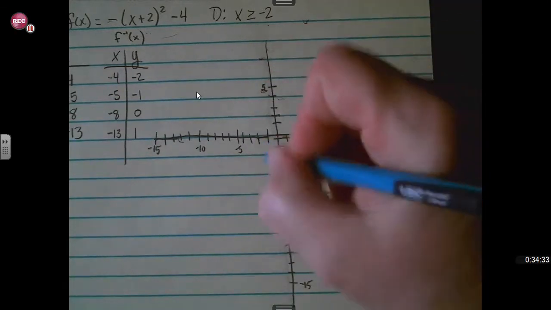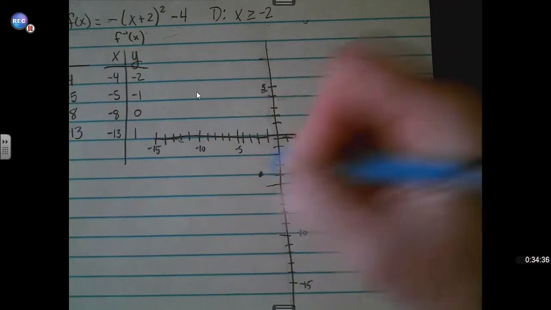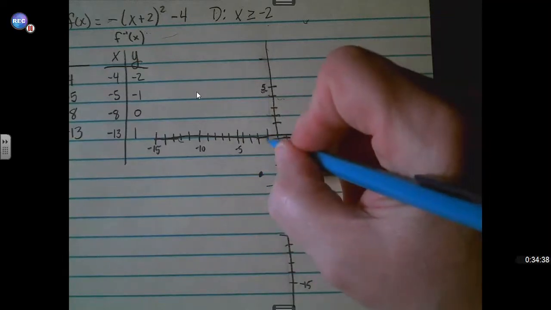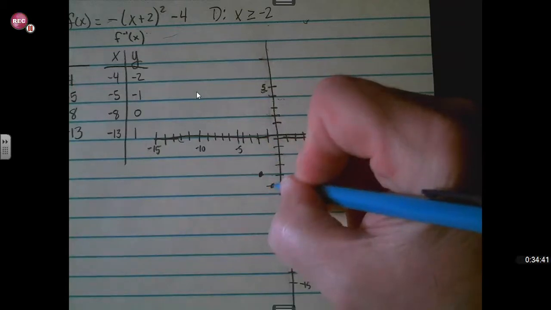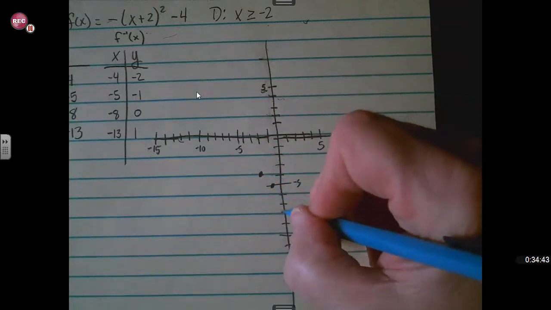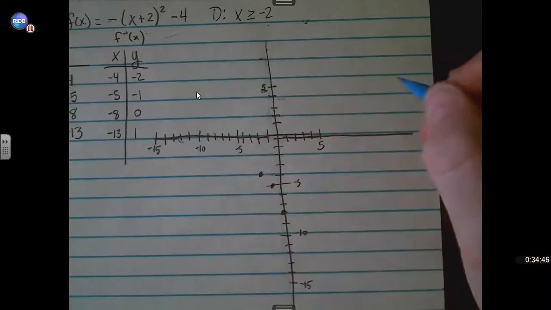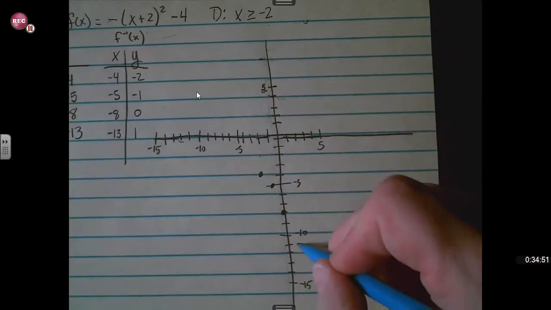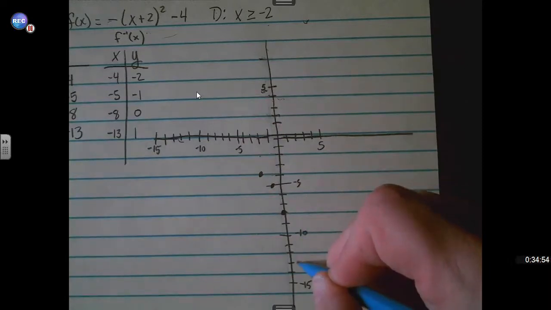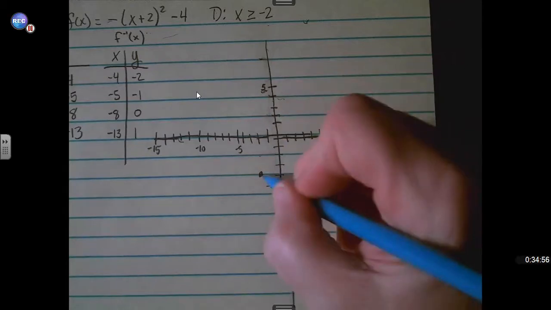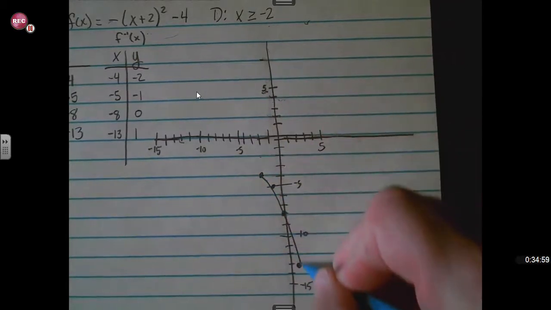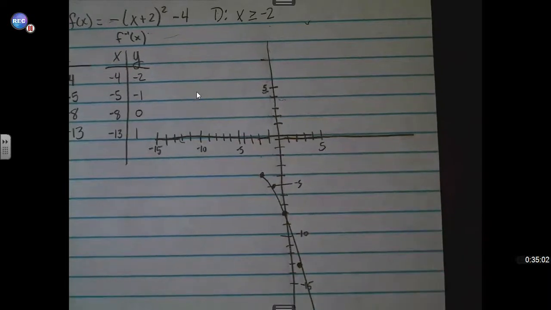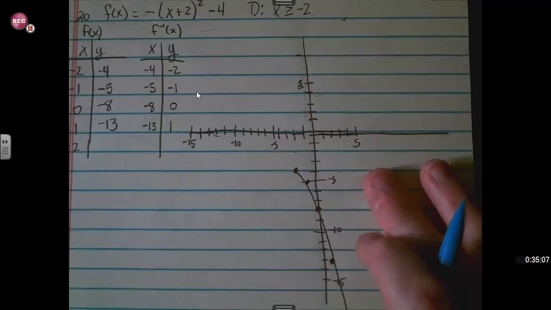Okay. Negative 2, negative 4. Right here. This is the original function. Negative 1, negative 5. 0, negative 8. And 1, negative 13. This is the right side of this parabola that opens down. Okay? Trying to make everything so you can see it on the page.